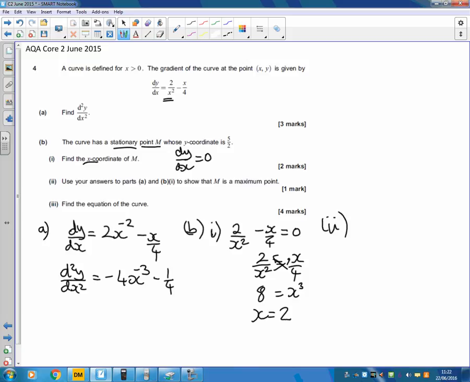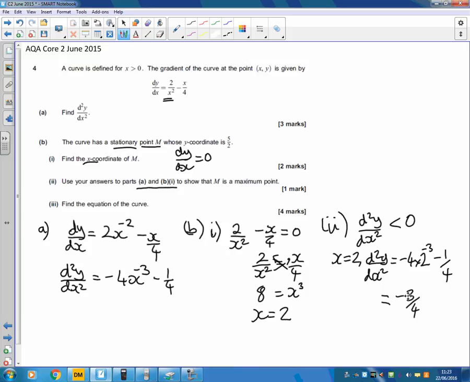For the second part now, it's giving us a hint. We're going to use our answers to A and B part 1 to show that this is a maximum point. Well, we found the stationary point, which is when x is 2, y is 5 over 2. Maximum points are when the second derivative is less than 0. So when x equals 2, we're going to take our answer to part A, d2y by dx squared, is negative 4 times 2 to the negative 3 minus a quarter. And we put all of that into our calculator. We get minus 3/4.